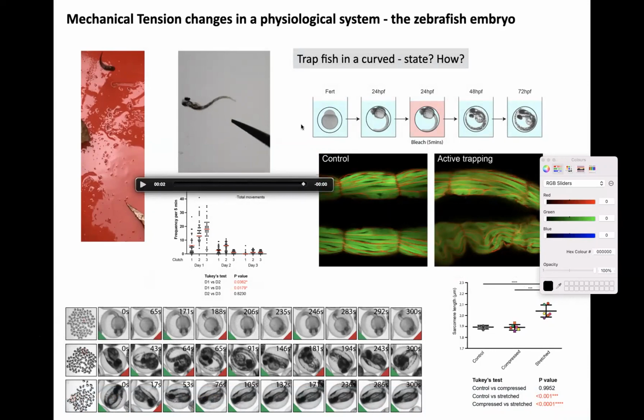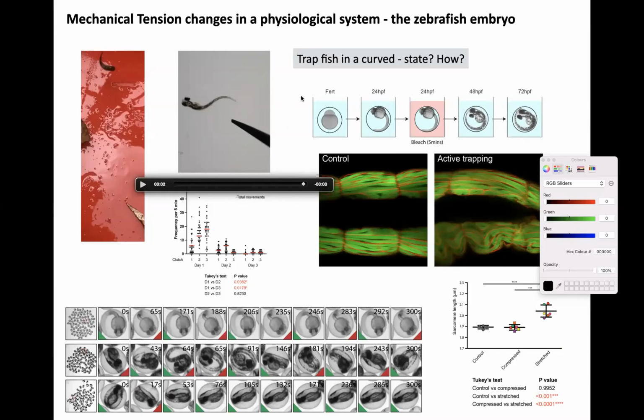And what we thought was, could we actually find a way of fixing the fish in that curved state, then look at both sides of the fish and see if the muscle was different on the two sides and whether the caveolae would actually be different in the stretched side versus the compressed side. So can we trap the fish in a curved state?